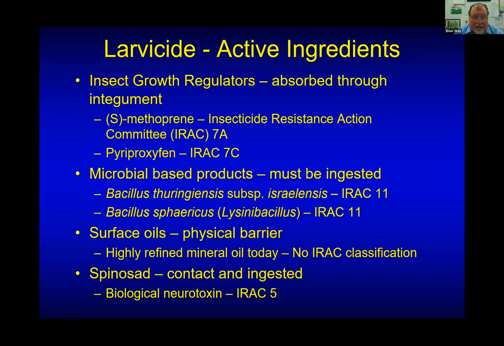Surface oils produce a physical barrier. Today, they're highly refined mineral oils, and there's no IRAC classification because it's a physical control agent. Spinosad is effective by contact or ingestion, and this is a biological neurotoxin with the IRAC 5 classification. So we've got 3 different classifications in the physical barrier. So for larvicides, that's a pretty wide range of modes of action, and it's probably a little bit more advantageous than our adulticiding options.